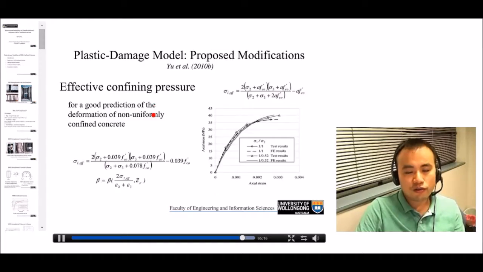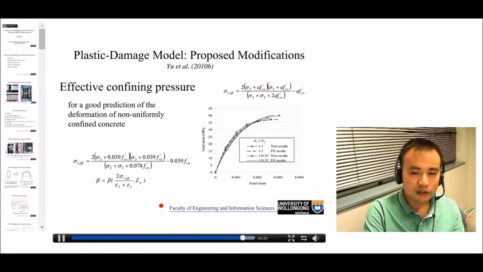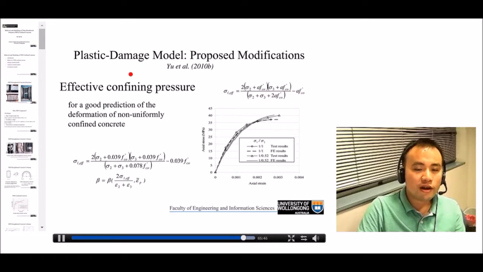Another important thing is how to define the effective confining pressure. Because we said that both the flow rule and the hardening rule are confining pressure dependent. However, for concrete under non-uniform confinement, the lateral pressures in two directions are not equal. So how to define a unique confining pressure for those cases is a challenge. So in 2010, we proposed this equation for effective confining pressure. And the purpose of defining this is for good prediction of the deformation of non-uniformly confined concrete.